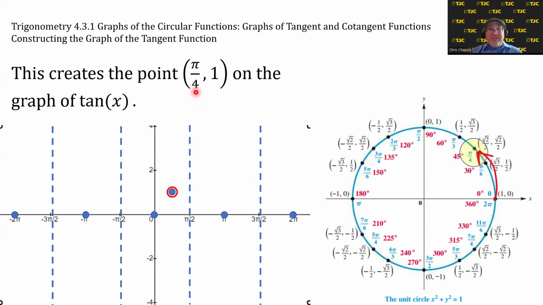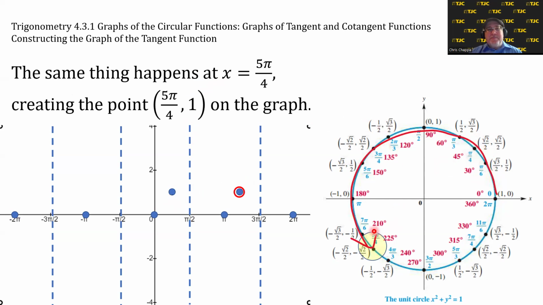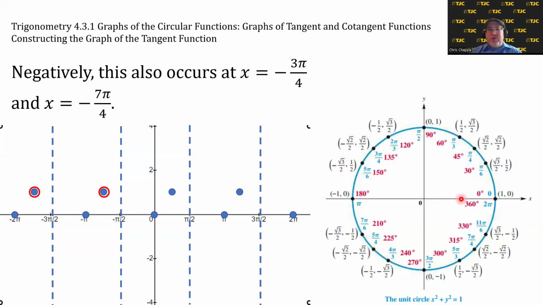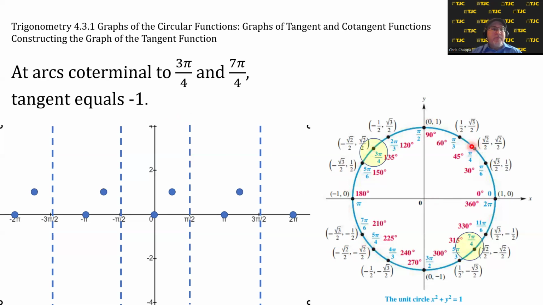Remember, for these points, the x-coordinate of this point is the arc length, and the y-coordinate is the tangent of that arc length. Now, the same thing happens at 5 pi over 4, where the first and second coordinates are equal, creating the point 5 pi over 4 comma 1 on the graph. Negatively, this also occurs at negative 3 pi over 4 and negative 7 pi over 4. Not sure why I didn't illustrate those.